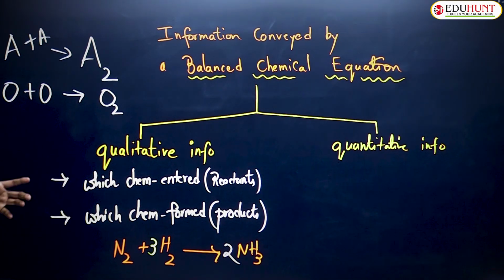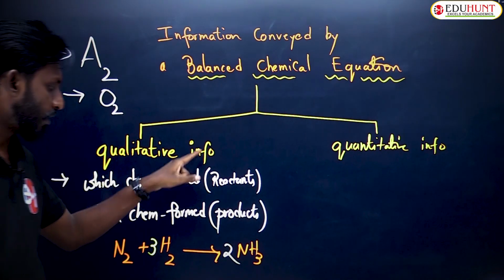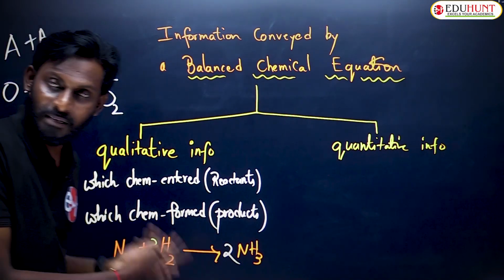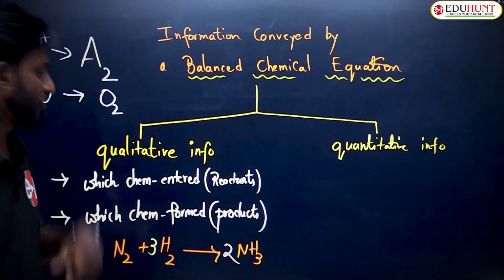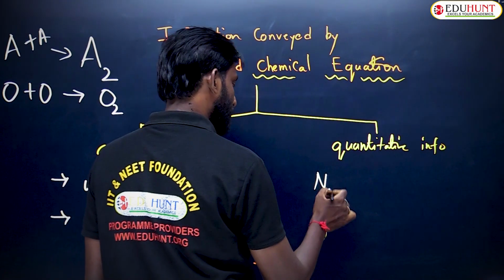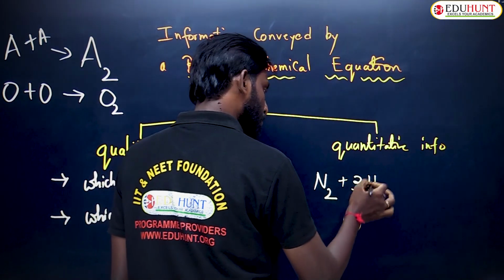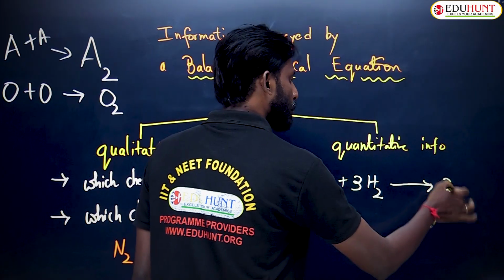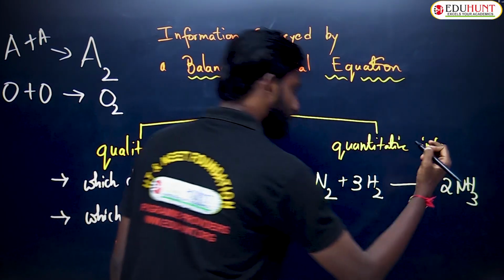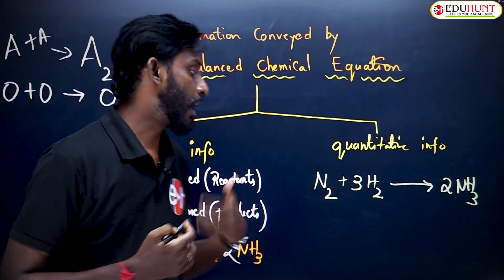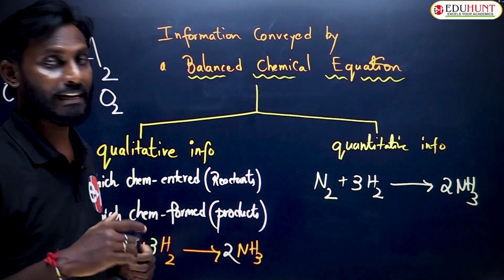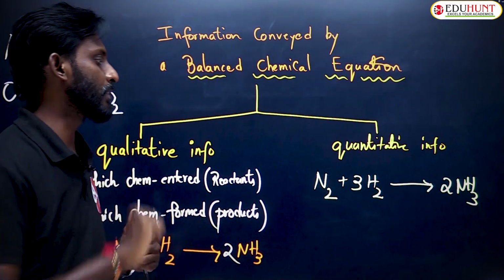So the point is, this balanced chemical equation is giving qualitative info, but now it is completely balanced. Now it can give quantitative information also. I am writing on this side, N2 plus 3H2 gives rise to 2NH3. How does this balanced equation convey quantitative information?